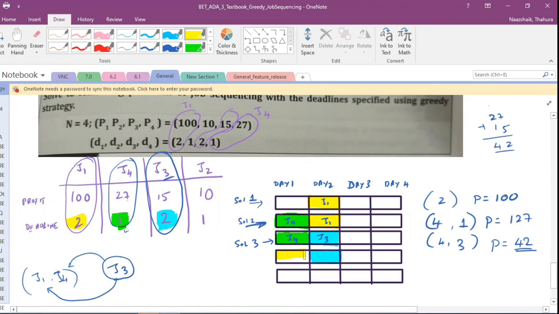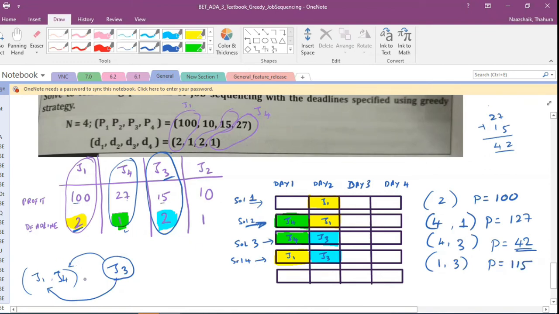Only way I can put 1 is here. Okay. Is this possible? 3 and 1? It's possible, right? So I can do this also. 1 and 3 also possible for me, right? So with this, what will be the profit? And 1 and 3, 115.